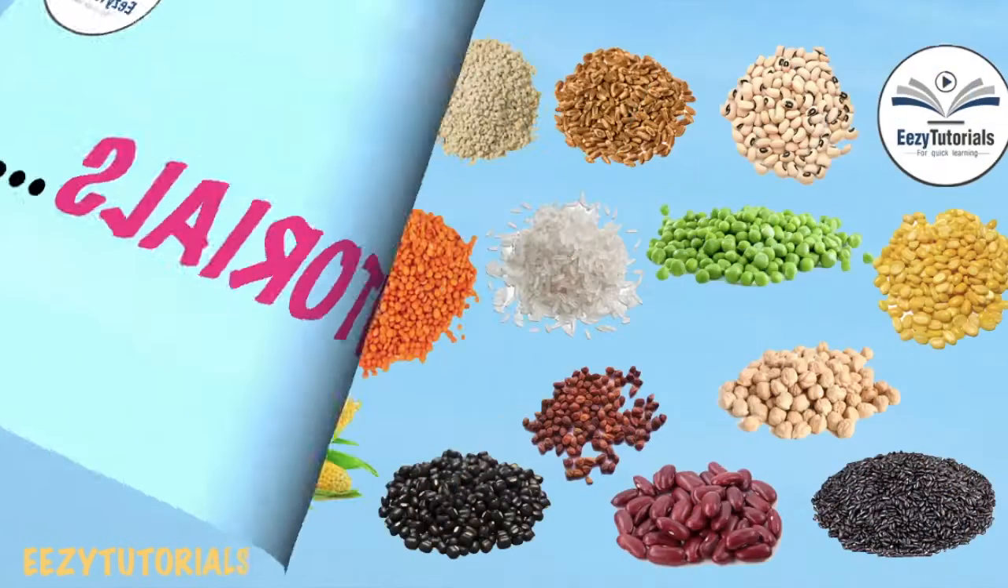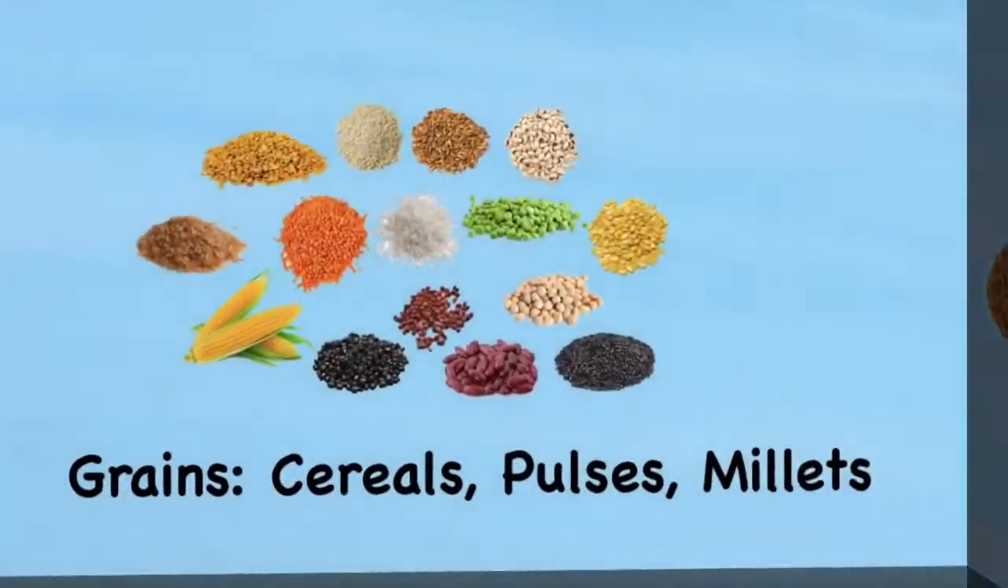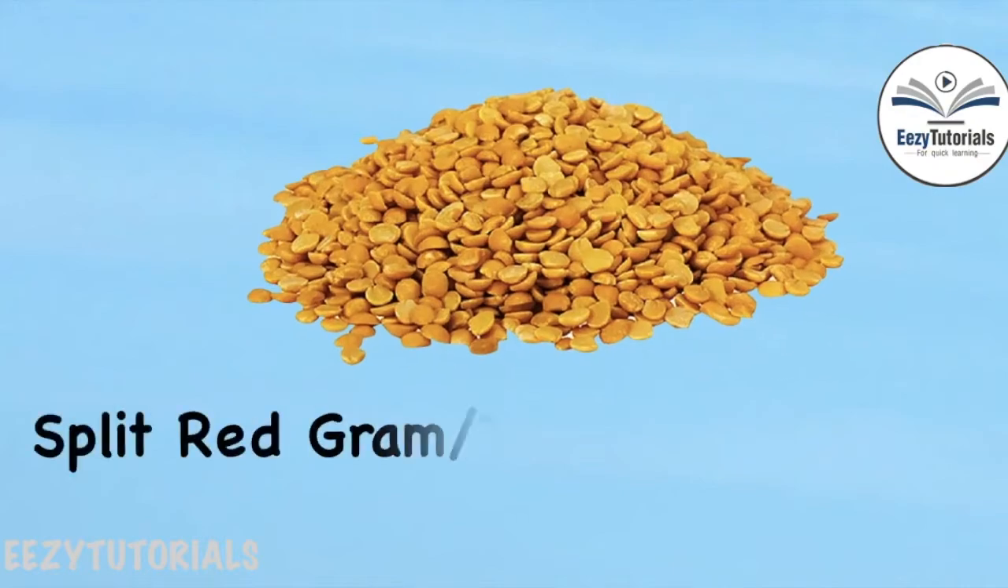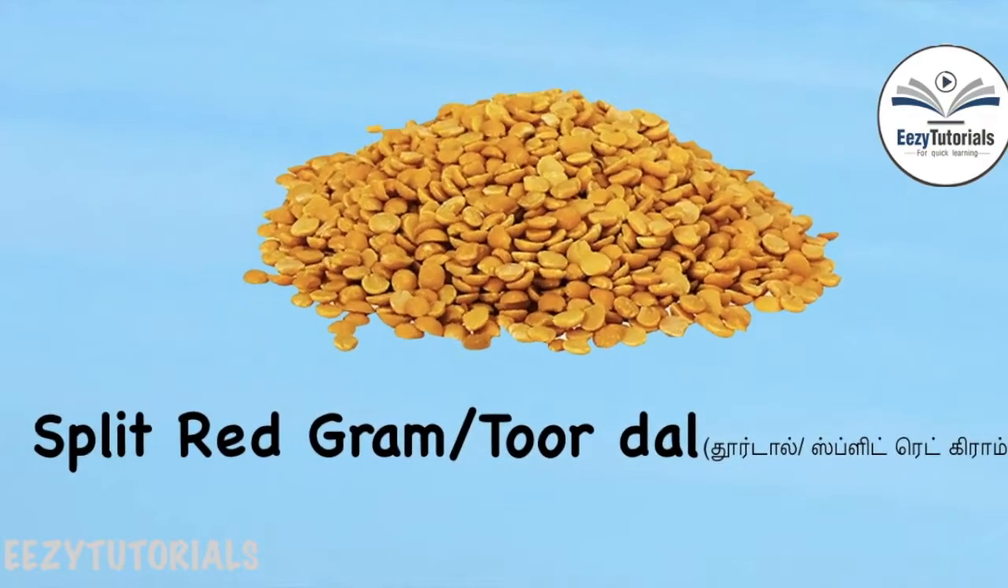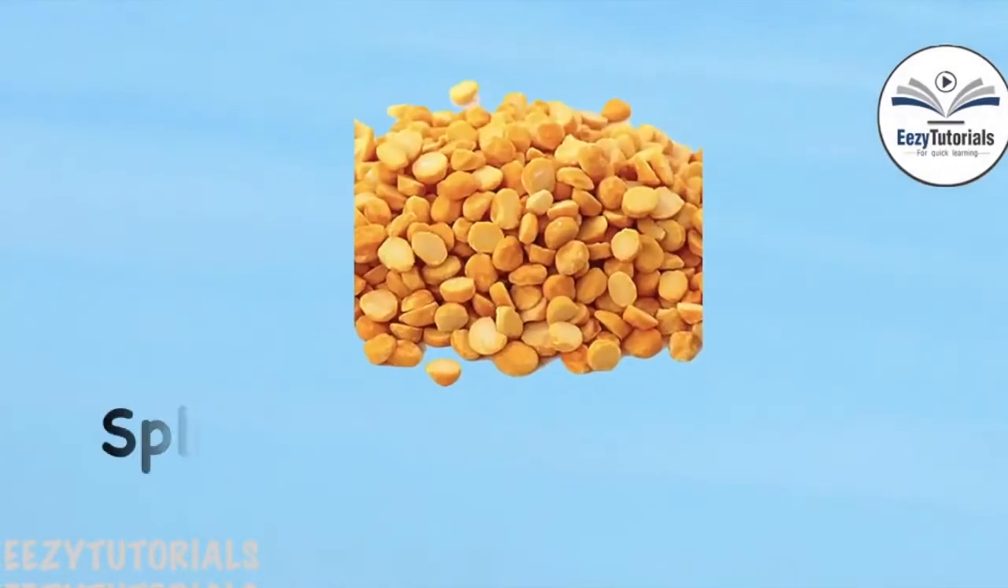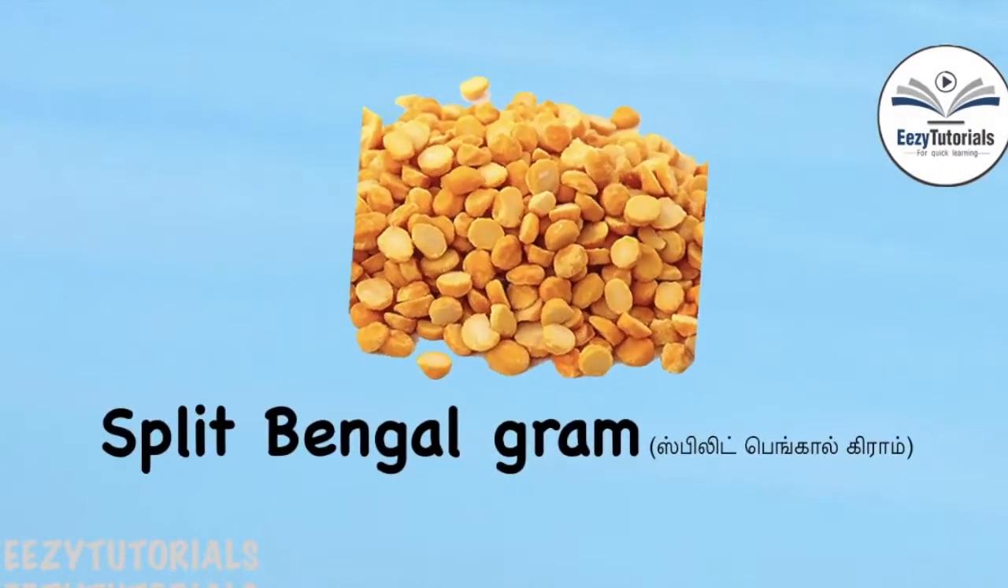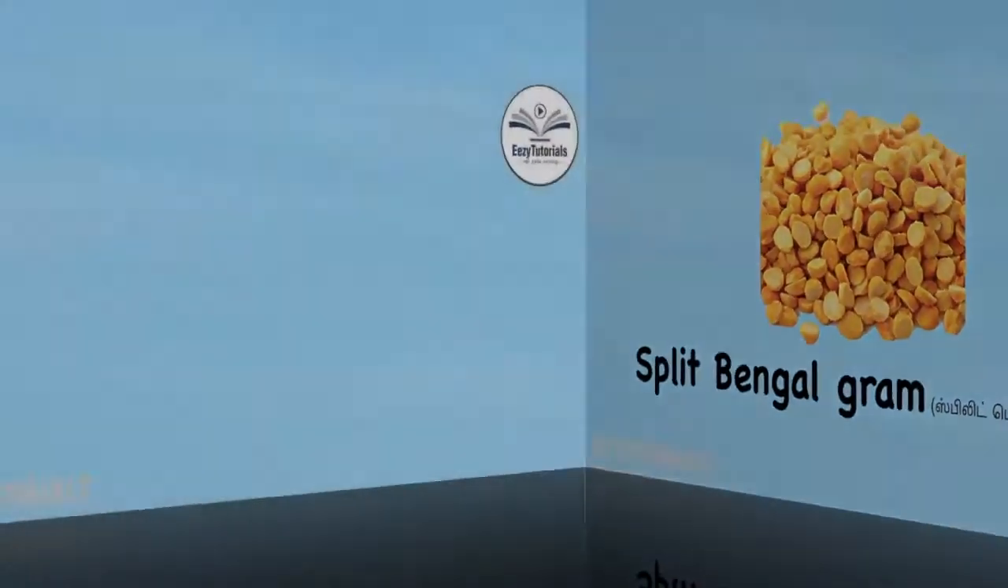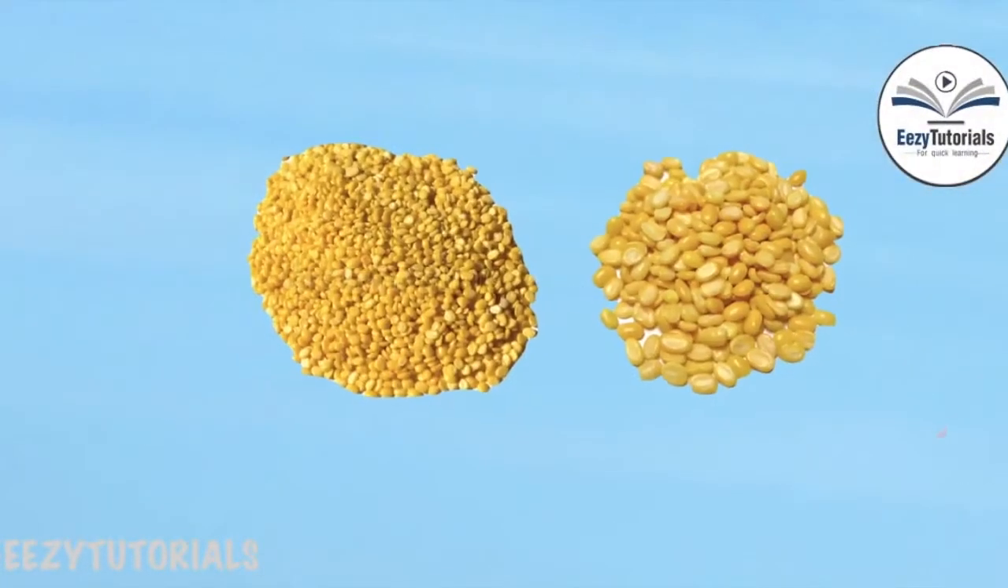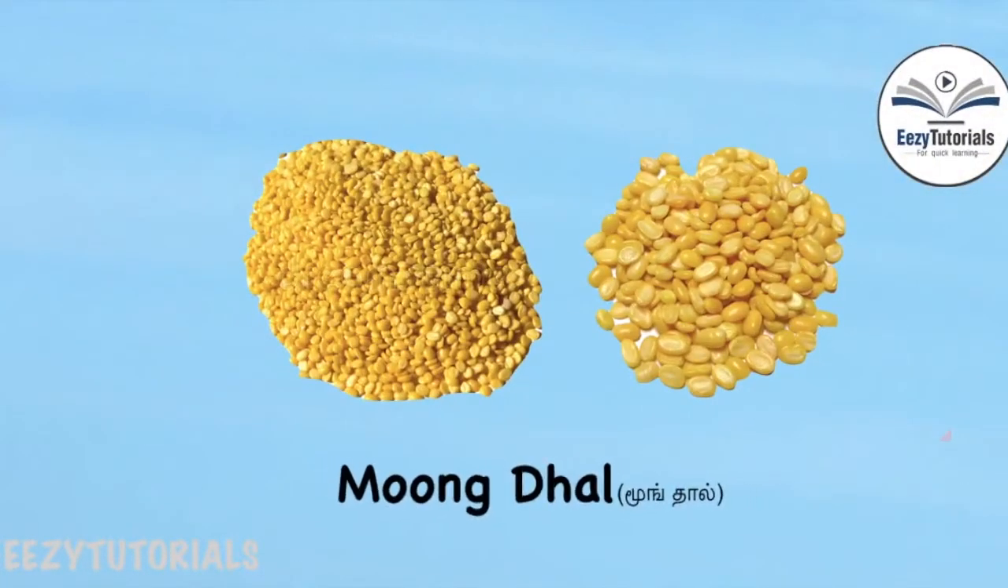In this video we are going to see more than 40 grains. It includes cereals, pulses and millets. What is this? Split red gram or tur dal. This is Split Bengal gram. Very small and yellow color grains. Moong dal.